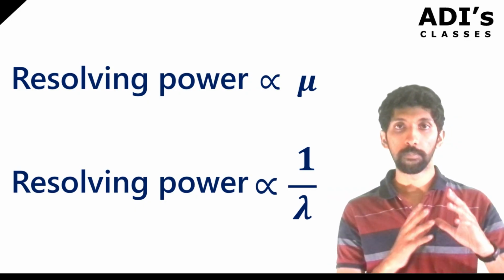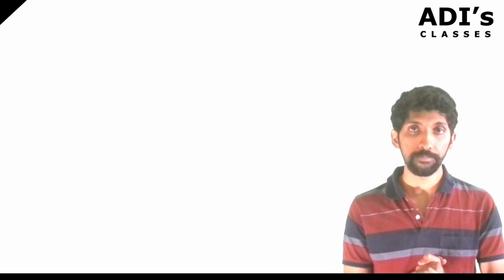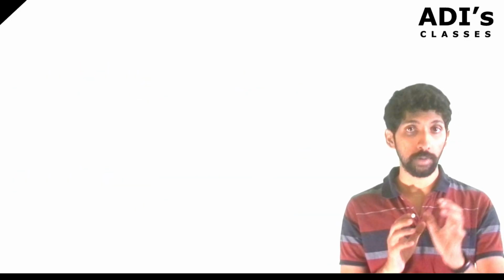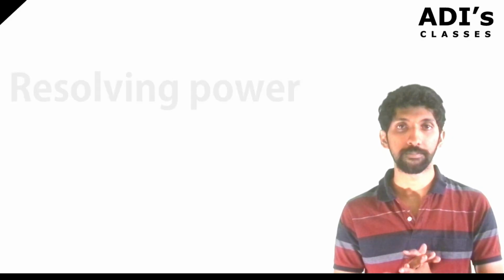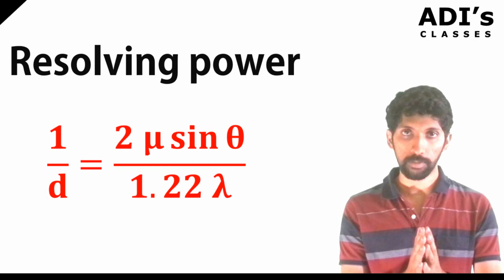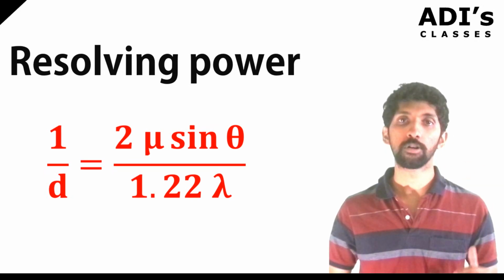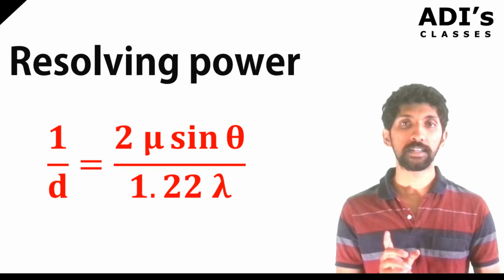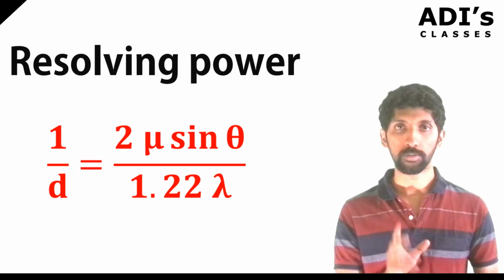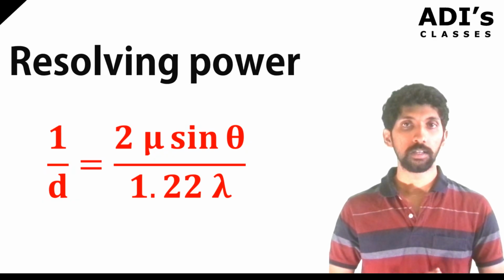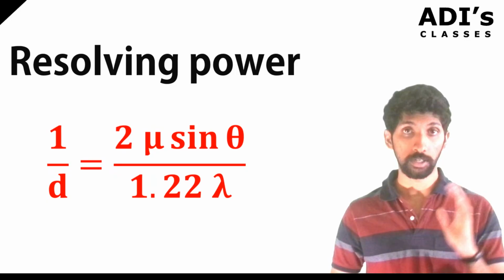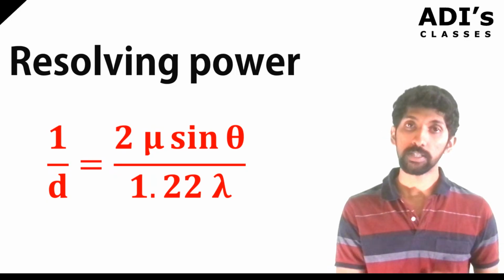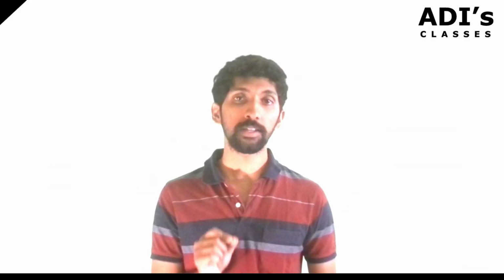So based on these two criteria, the resolving power of a microscope can be changed according to whatever we need. The resolving power is given by 1 by D equals 2 mu sine theta divided by 1.22 lambda. Again, I'll repeat: the resolving power is directly proportional to the refractive index and inversely proportional to the wavelength of the light used.